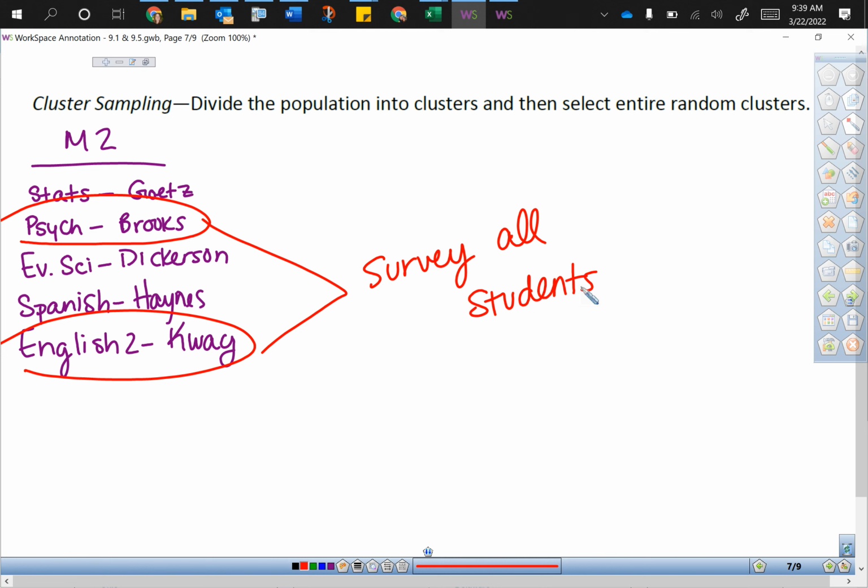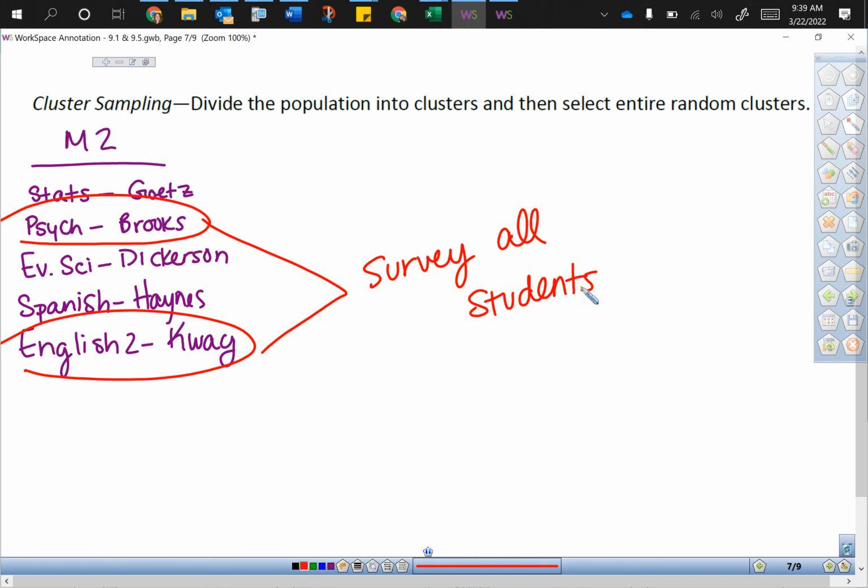Okay? So I would survey literally all the students. So let's say Mr. H wanted to talk to you guys about the changes they made in the parking lot. And so he's like, all right, I'm just going to go into different classes during M2. So he would walk through the door and ask you all, what are our thoughts on the new parking lot updates? Okay? And then he would go to Mr. Brooks's class and ask them all, what do you feel about the parking lot updates?